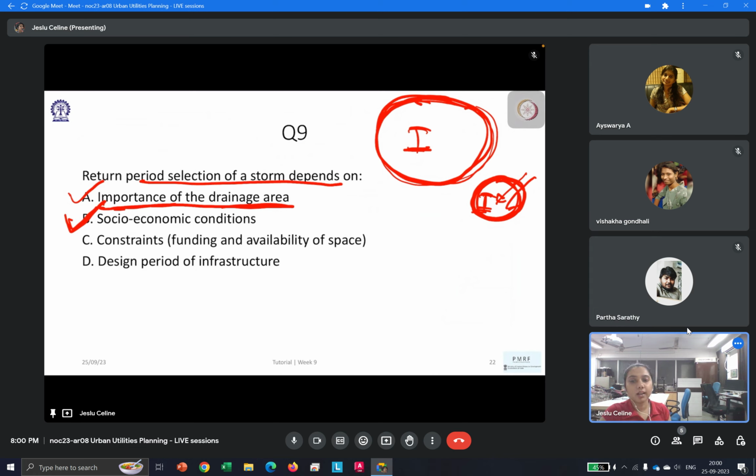Very good. Now see, constraints on funding and availability of space. Yes, these also influence to an extent. Why? Because if you have certain constraints, then the usage pattern will also be restricted because of these constraints. So this again influences your socio-economic condition. When it comes to funding constraints, these both are interlinked, so they both contribute towards your return period selection.